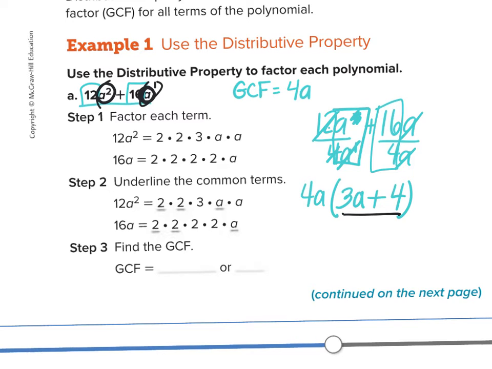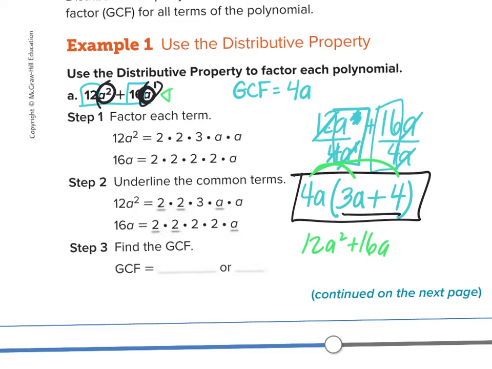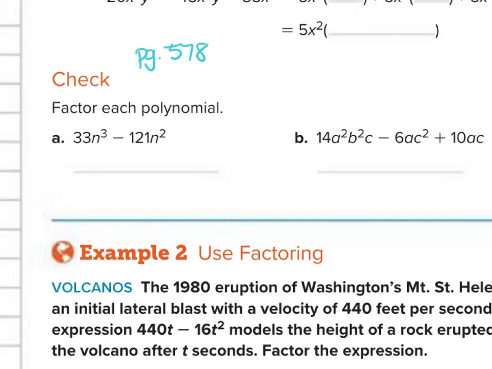Always check in your parentheses at the end and make sure there are no more common factors. All right, and then if I wanted to check, so this is what we're trying to end at. We're trying to end with it looking like a multiplication problem, okay? If you want to check your answer, you distribute, like we did in the last unit, and make sure you end with what you started with. So 4 times 3 is 12, a times a is a squared, and then 4a times 4 is 16a. That does match this, so that means I did it right. But this isn't my answer, this is just my check. This is my answer.